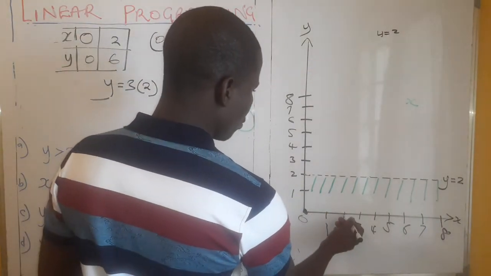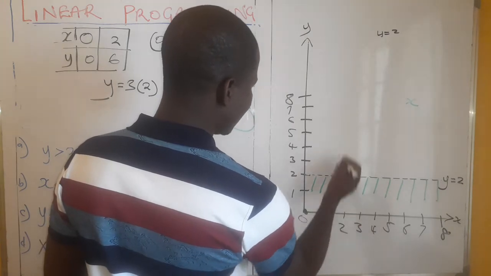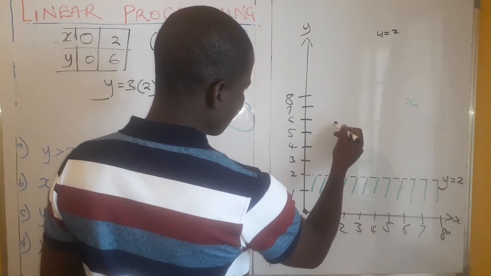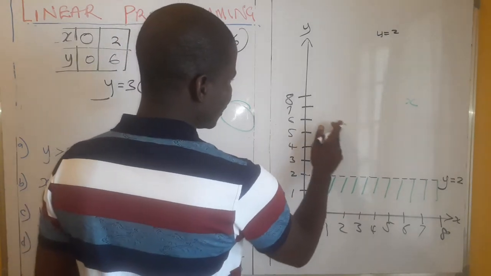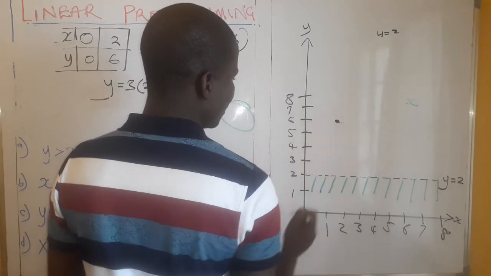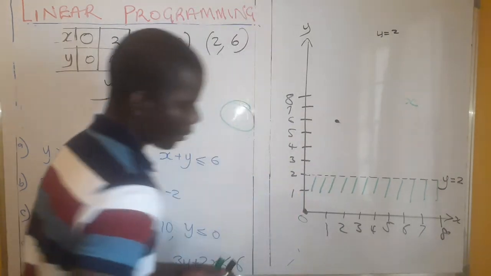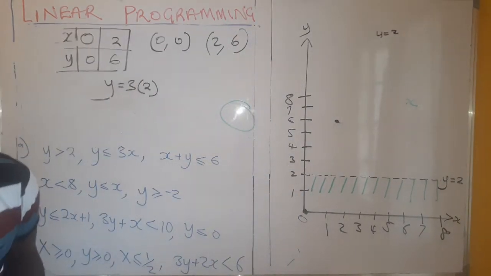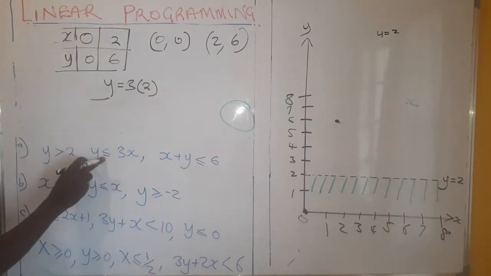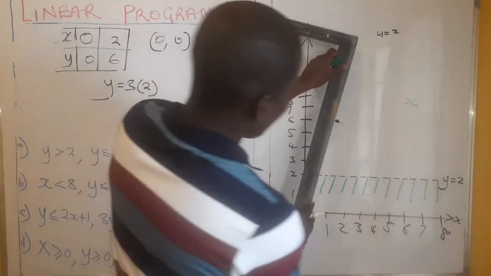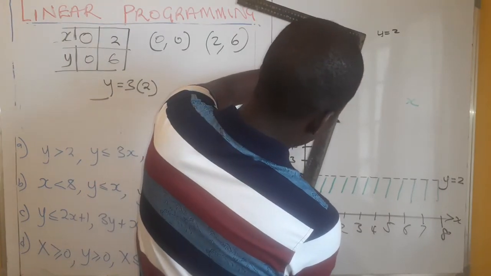Then we have 2, 6. 2, 6, I can put it here. So meaning, I need to join these 2 points with a straight line, considering what I have. So this requires a solid line.